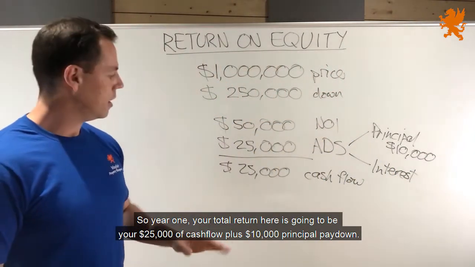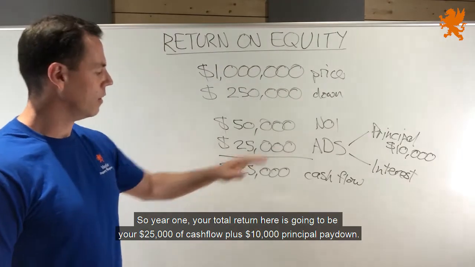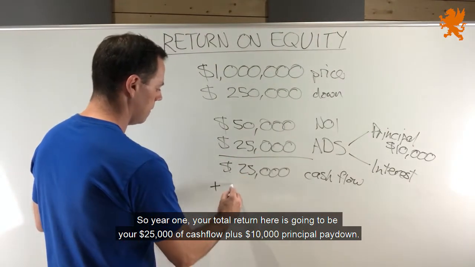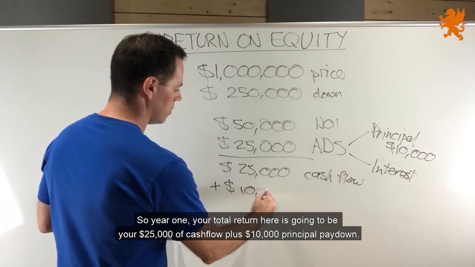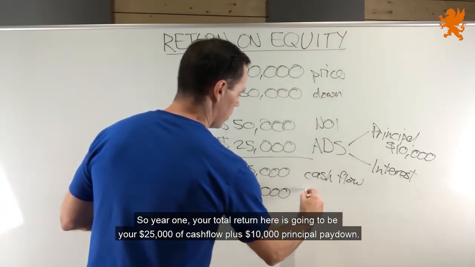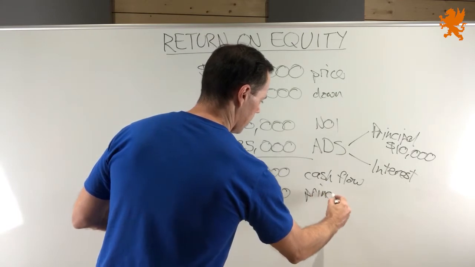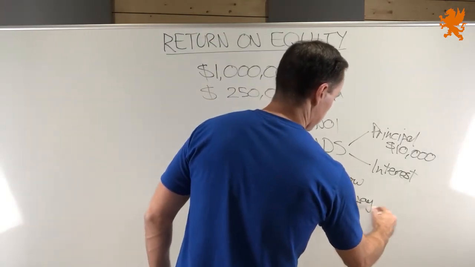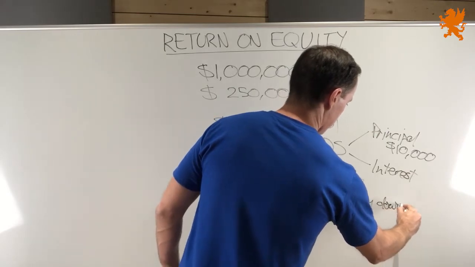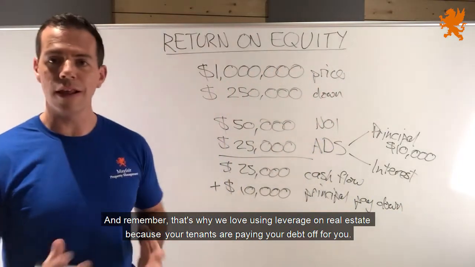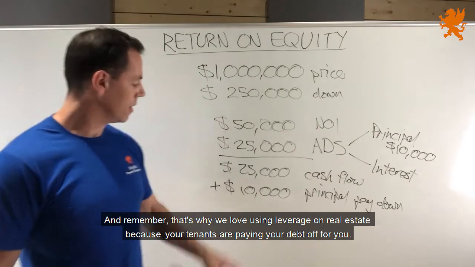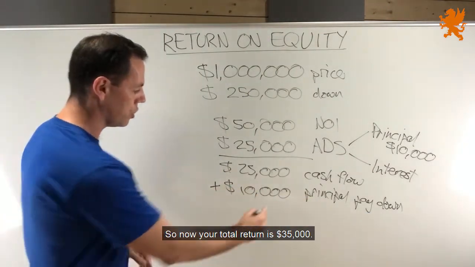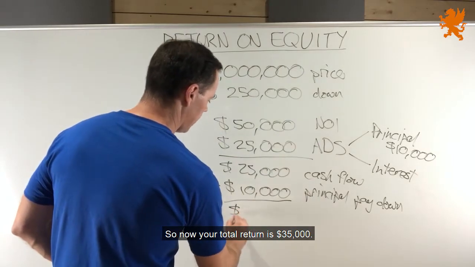So year one, your total return here is going to be your $25,000 of cash flow plus $10,000 principal paydown. And remember, that's why we love using leverage on real estate, because your tenants are paying your debt off for you. So now your total return is $35,000.